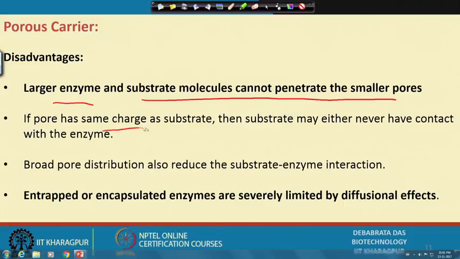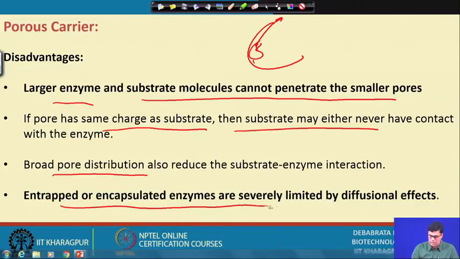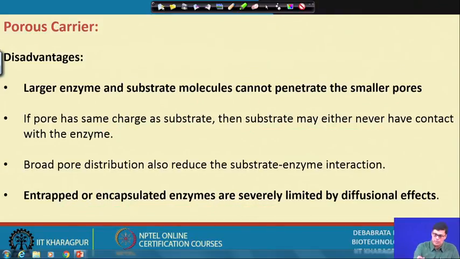Now, if the pore has the same charge as the substrate, then also the interaction will be less. Broad pore, if your pore size is more, then also this is undesirable, as there is every possibility that the enzyme substrate interaction will be very less. Entrapment or encapsulation are severely limited by the diffusional effect. This is the diffusional effect, meaning if a pore is there, then the substrate has to enter into the pore. So naturally your diffusional problem in this case will be very stringent.